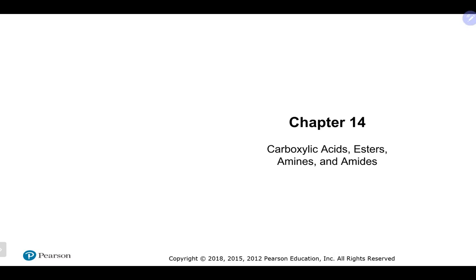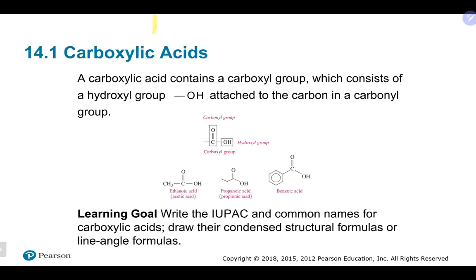Okay, we are off to chapter 14, so we're skipping 13 for now, to go to 14, which is the rest of the organic stuff. Then obviously we'll go back to 13, which is carbohydrates, and then we'll be done, hopefully. We'll see. All right, so pretty much in this chapter, it's everybody that's left, so that's going to be carboxylic acids, esters, amines, and amides.